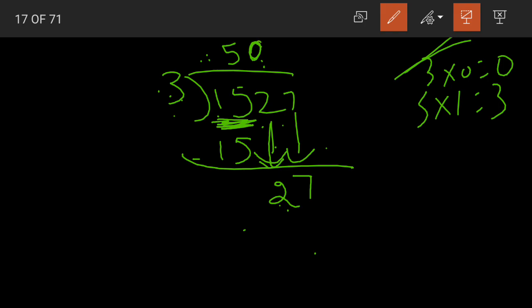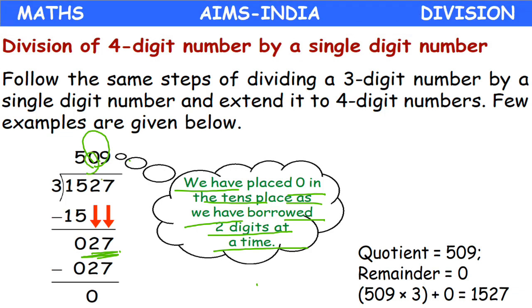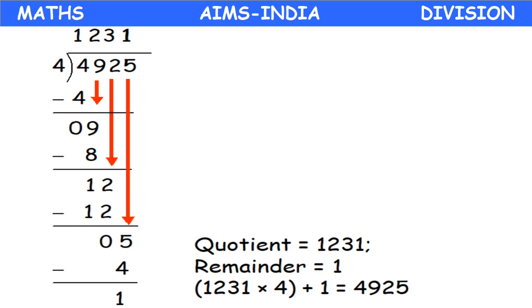So what are we doing? We are placing a 0 in the quotient and bringing another digit down. Now 27 is divisible by 3. 3 nines are 27. When we subtract, 0 will be our answer. Clear, children? Two ways of solving this. Now we have placed 0 in the tens place as we have brought down 2 digits at a time. So we are placing 1 0 here. Clear? Next, another example.